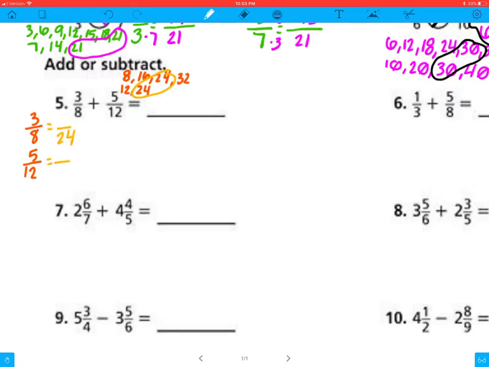So 3/8 is equal to how many 24ths? I multiply the 8 by 3, so I do that to the numerator, and for the bottom, I multiply it by 2, and I get 10 24ths, and for the top, I get 9 24ths. So I rewrite my equation. 9 24ths plus 10 24ths is equal to 19/24. That's my final answer.